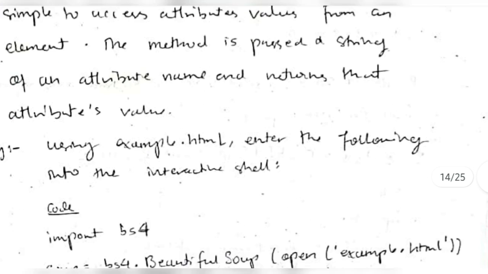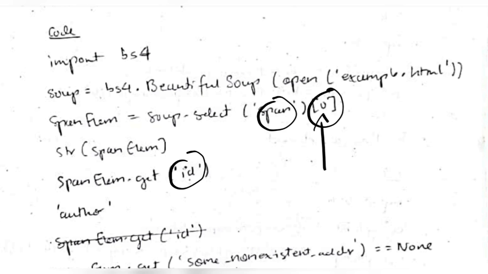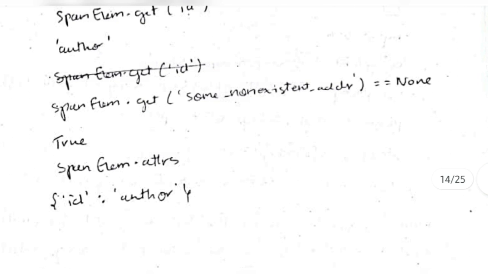And getting the data is also the same thing, just whatever you have accessed here, like the span tag, after that just 0, that means the first span element will be accessed, and you can get the id out of it. And for a non-existing address, it is not existing, so it will not come.